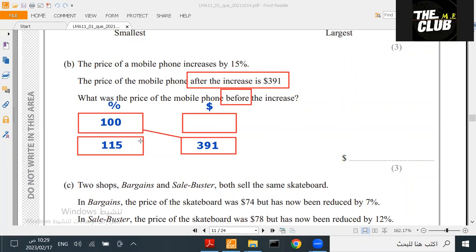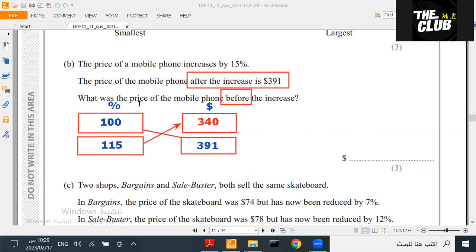Yes, multiply them and then divide by 115 to get this. Okay, I'll use a calculator for this. It's going to be 340. So you multiply by 100 and then you divide by 115, you get 340, and this is the answer for this question, 340. I hope you understood the idea.